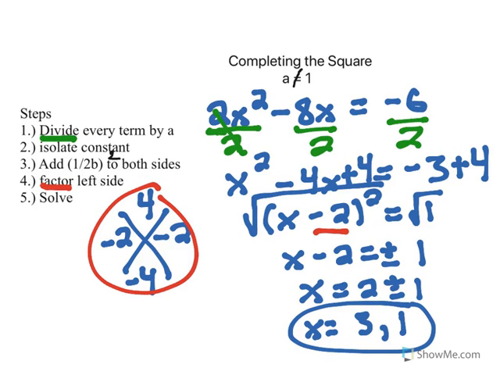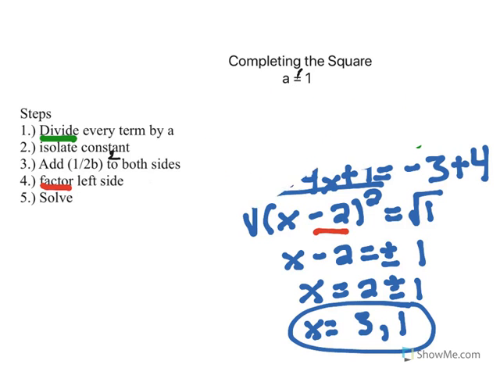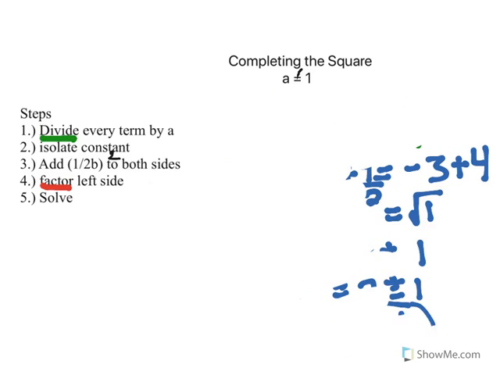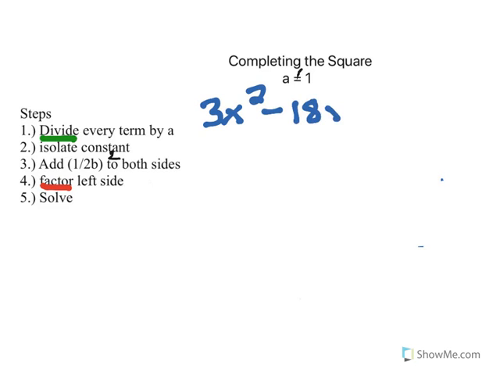All right, let's do one more quick example just to make sure that we've got this down. So let me just clear this off. All right, for this particular example, it's 3x squared minus 18x minus 42 equals 0.